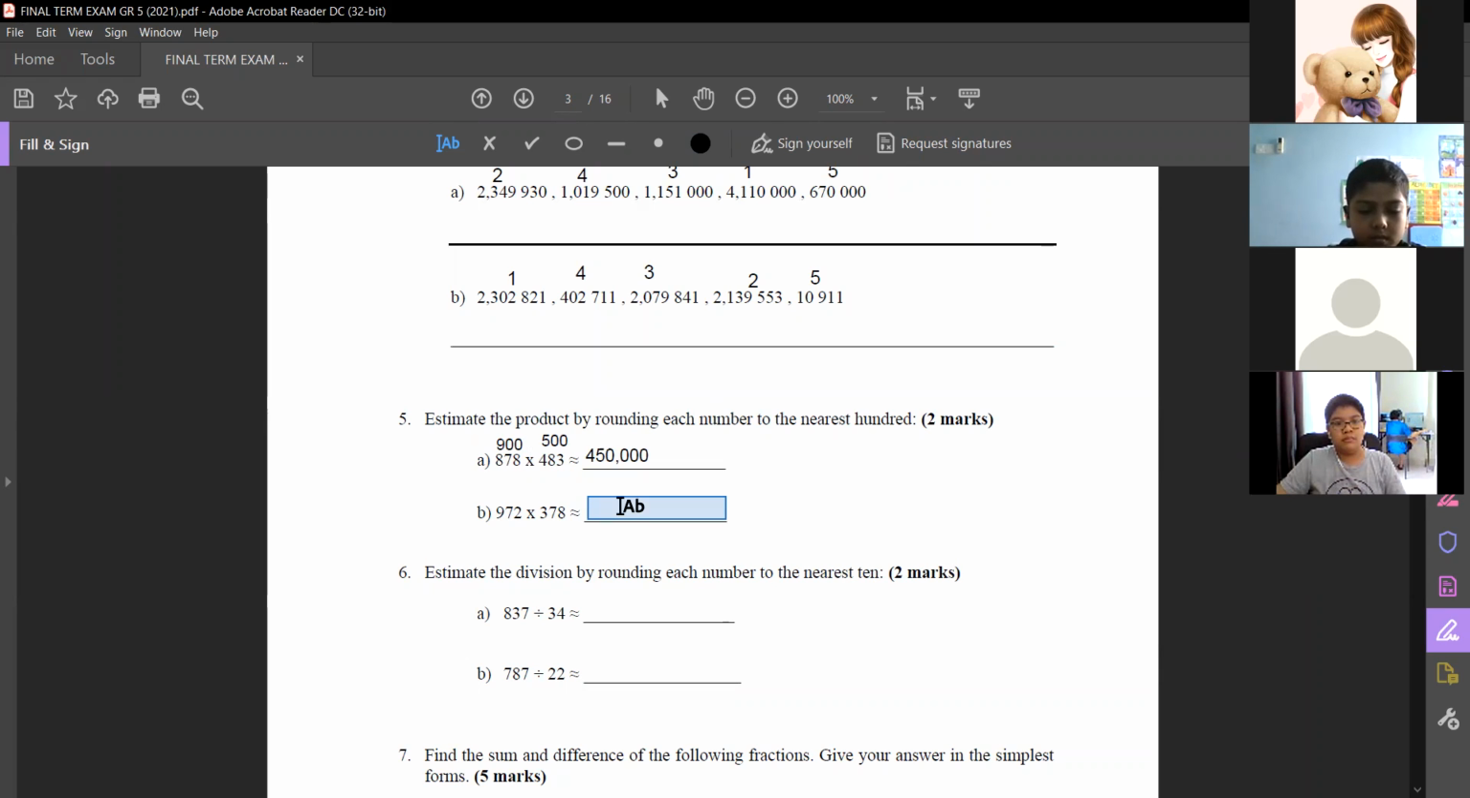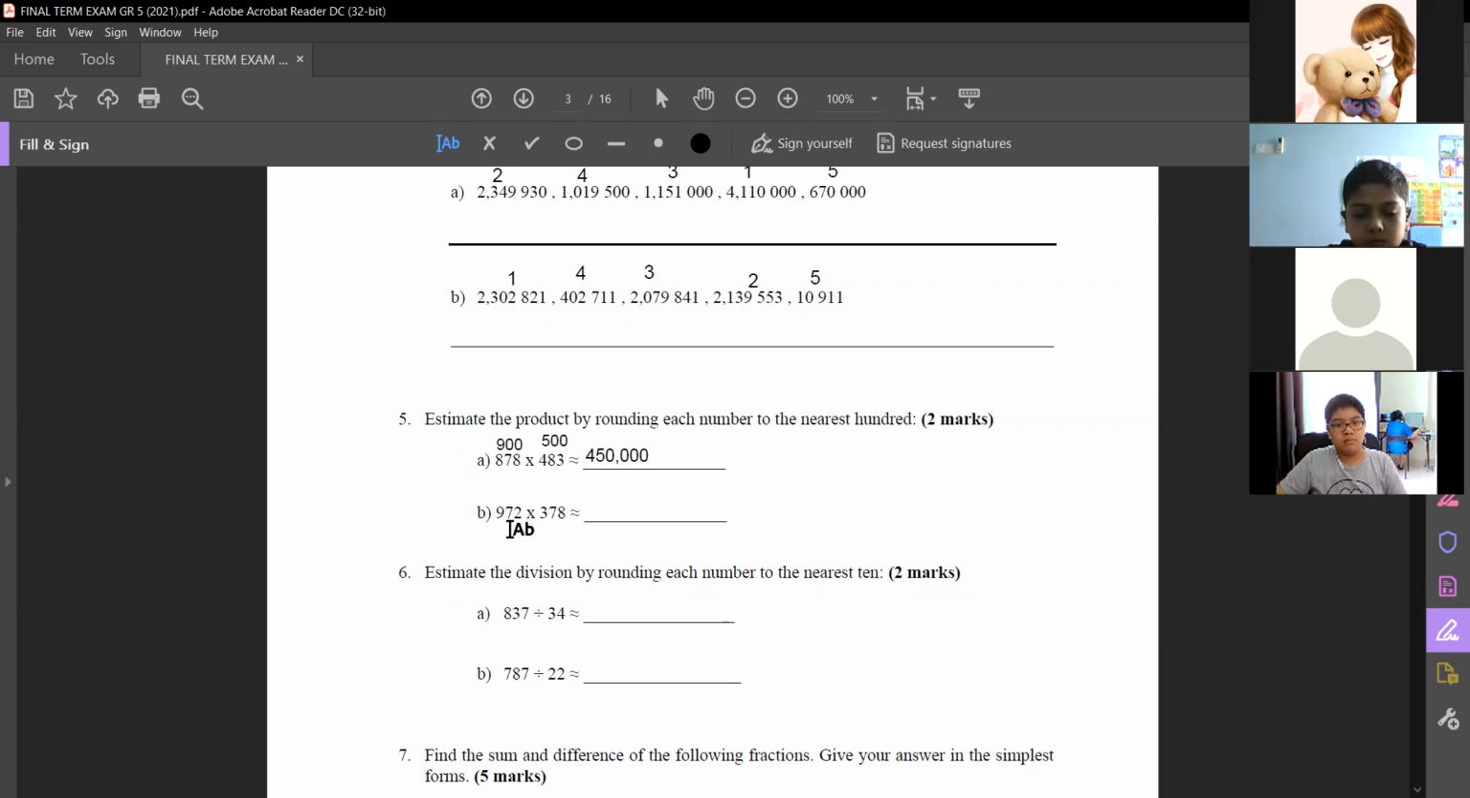Rounding off for the product. That means don't simply give me the answers. Let's say if you multiply these both numbers, you will get one amount, right? Even if you round off to the nearest 100, you won't get 450,000. You might get the wrong answer.